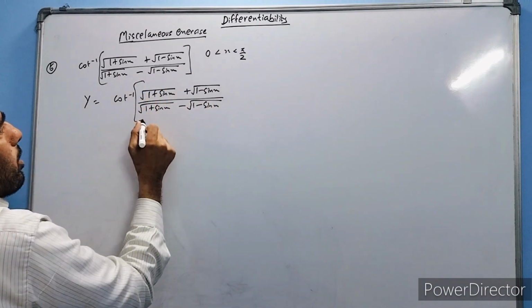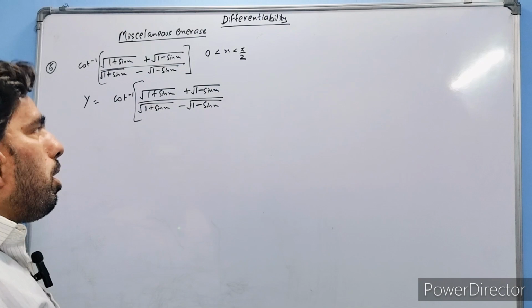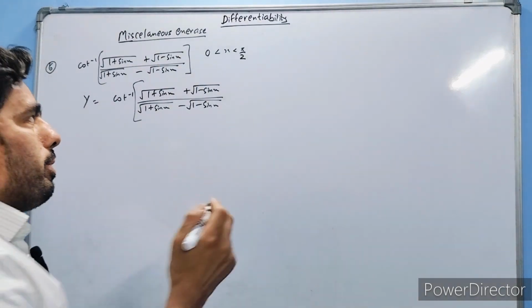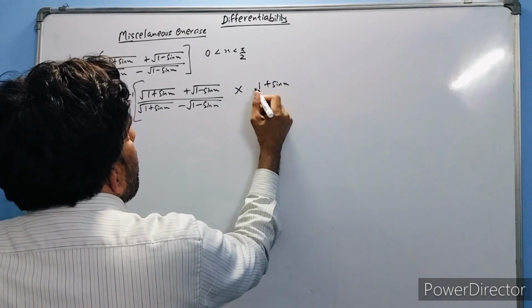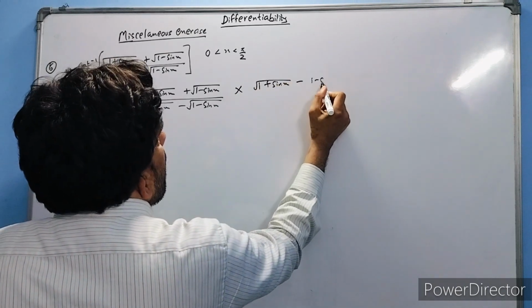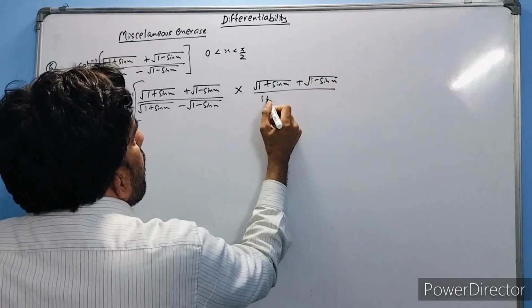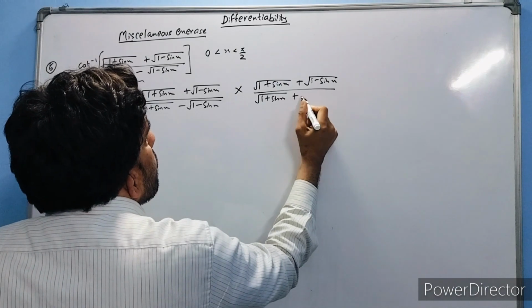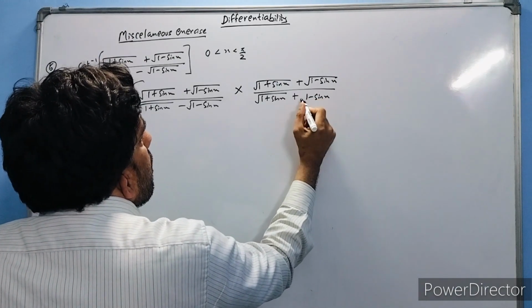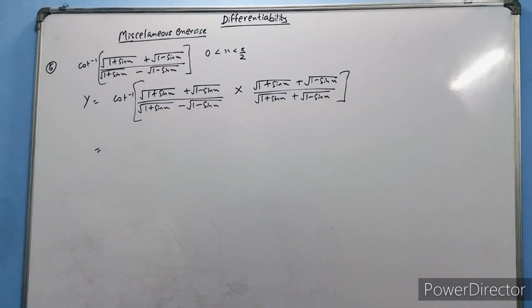We have seen that when roots are given in the numerator and denominator, to solve this we need to rationalize. Let us see how we can rationalize. We multiply numerator and denominator by √(1 + sin x) + √(1 − sin x), the sign changed in the denominator: minus becomes plus. So this is what they have given.